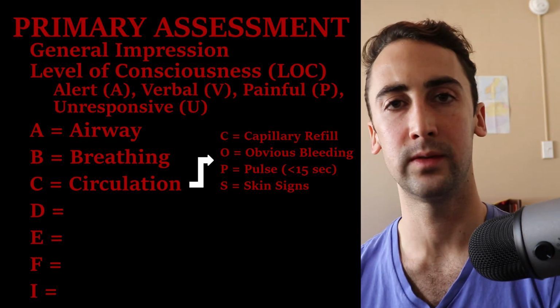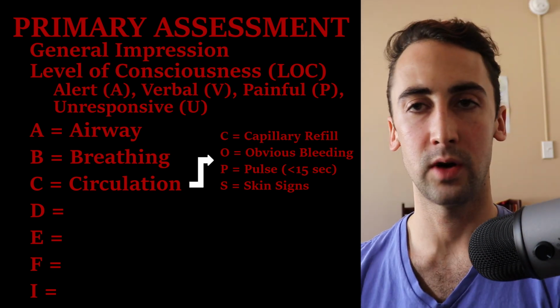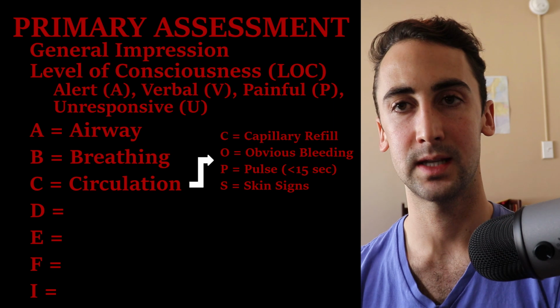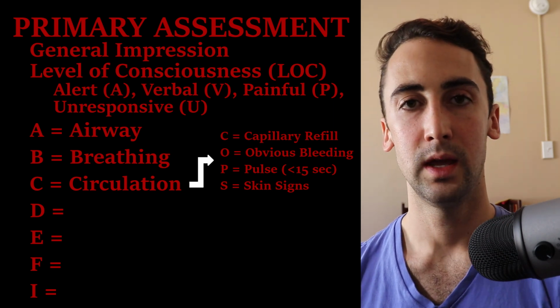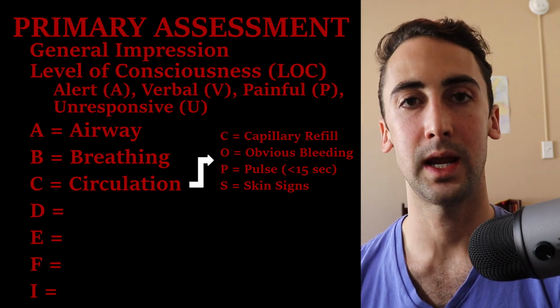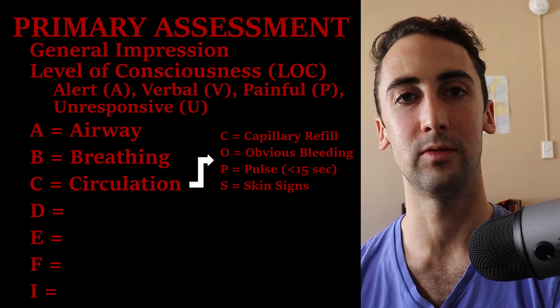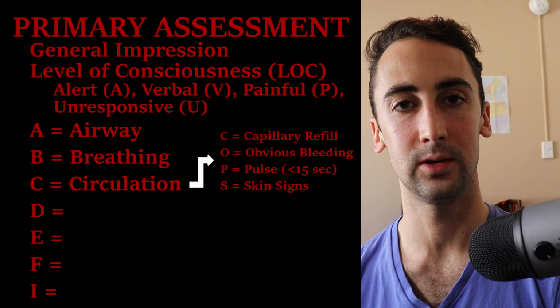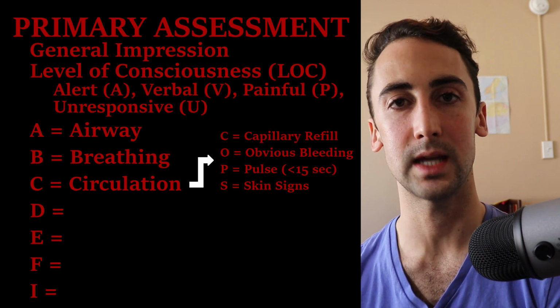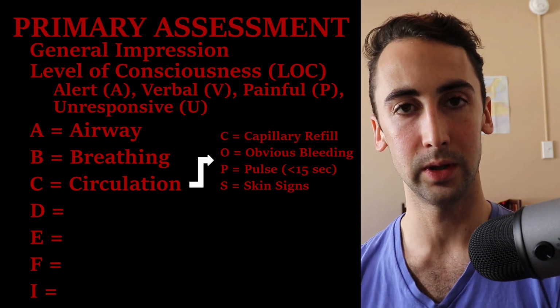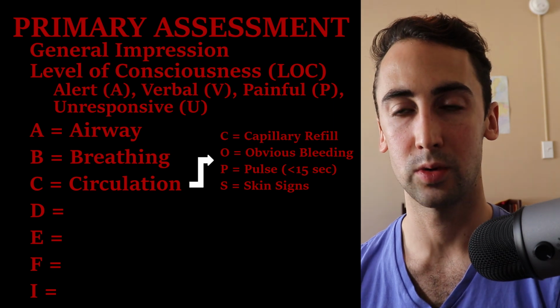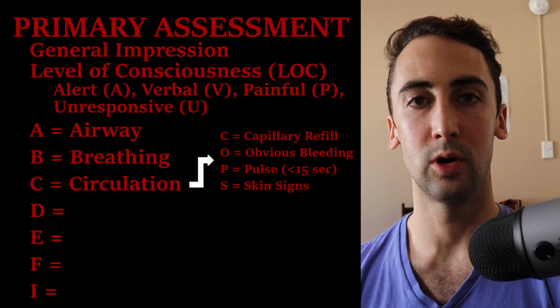All right, so after we've gone through our ABCs, we're going to move on to D, and let's say for the sake of this example, everything checked out. So their airway was patent, they're talking to us. Breathing is 16 respirations, adequate tidal volume. C, circulation, everything looks good. Cap refill is less than 2 seconds. We don't see any obvious signs of bleeding. The pulse feels normal, strong, and skin signs are normal, warm, and dry.